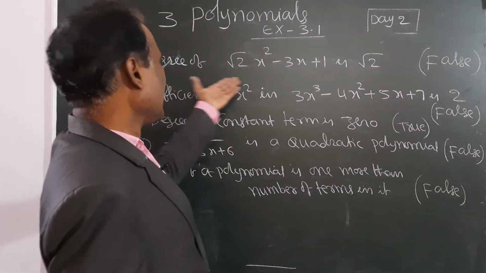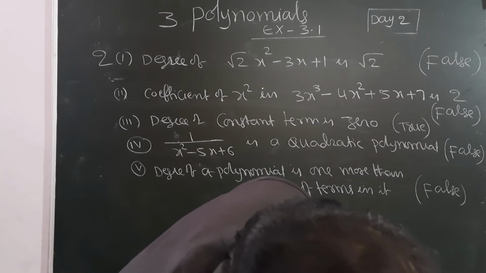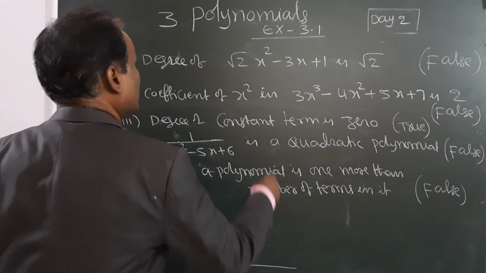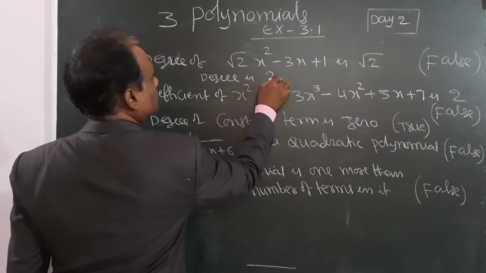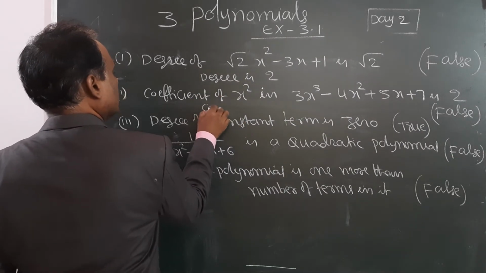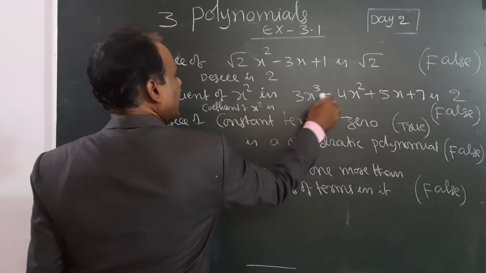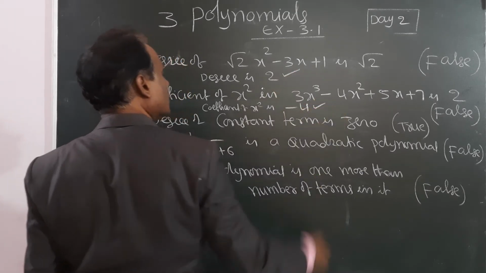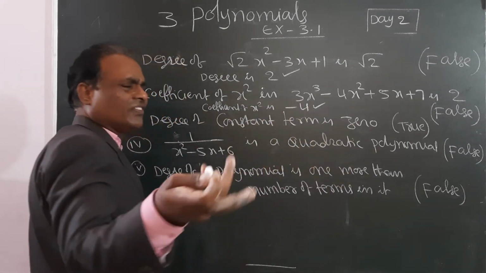If you want, you can write down the reason also. The question is, give reasons for your choice. So reason is also asked. You can write what the actual answer is. Degree is 2. Coefficient of x square is minus 4. Degree of a constant term is 0. It is self-explanatory.